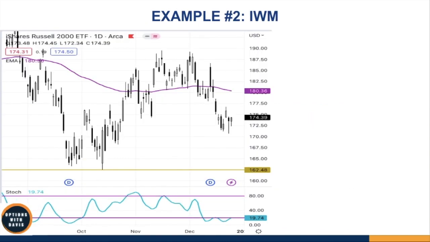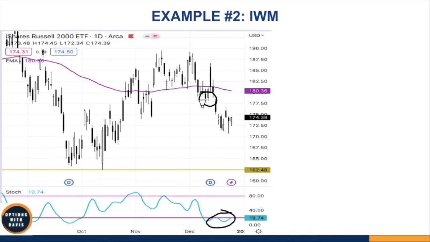Alright, let's take a look at example number 2. This is IWM, which is the Russell 2000 ETF. At this point in time, you can see on the right hand corner, we have an oversold condition. It has been oversold for some time already, ever since probably somewhere down here.